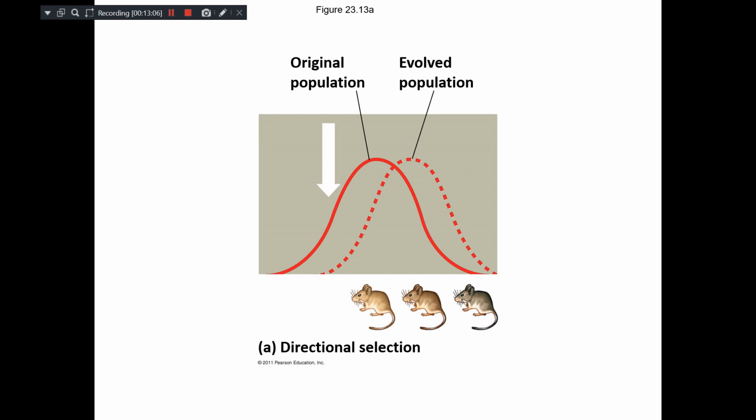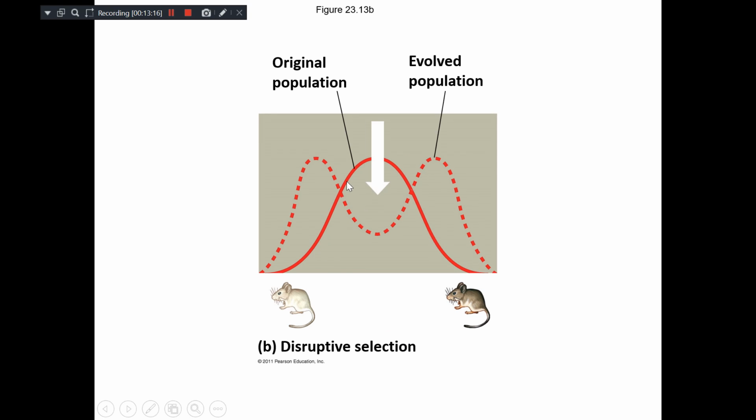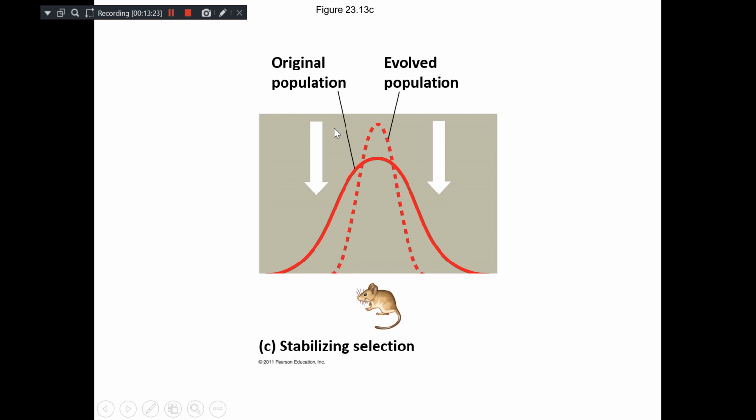So the original population, the evolved population, the directional. This is the disruptive: this and this are preferred, the intermediates are not preferred. And here, in stabilizing, only the intermediate ones are preferred. Both the extremes are eliminated.